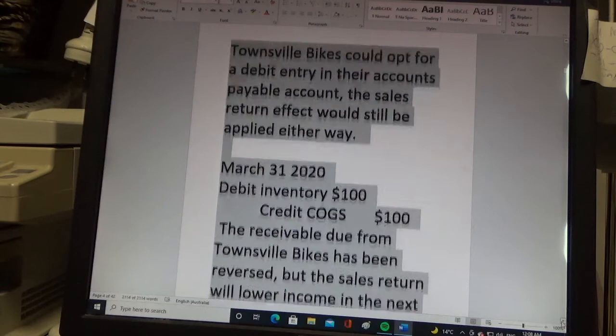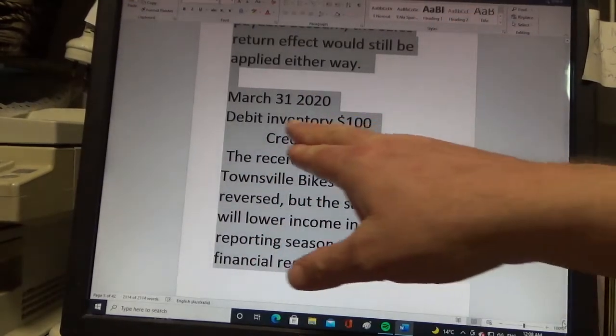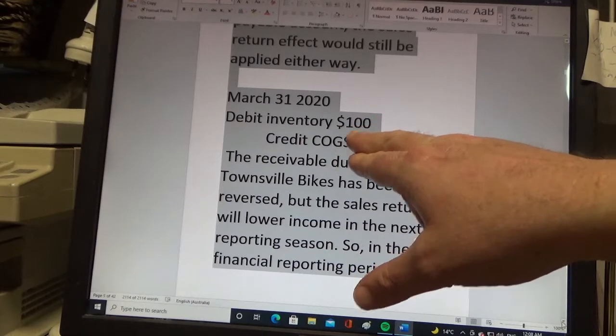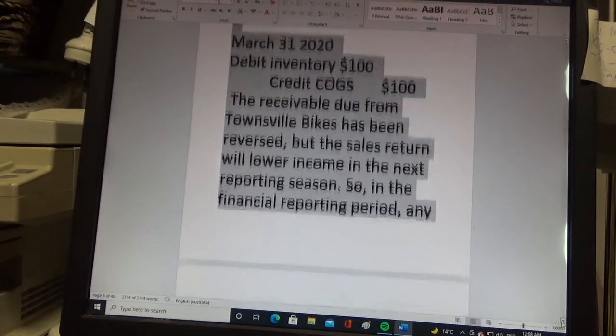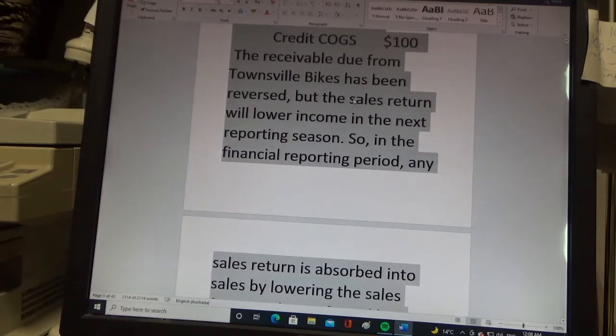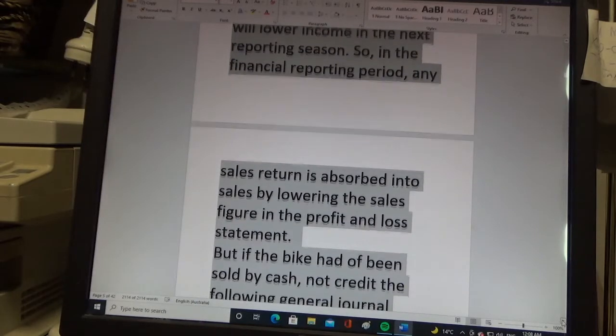So what happens after the sales return? The bike goes back to Gamma Bikes, so they have to increase their inventory by a bike, and you credit COGS. That's the inventory transaction. And also that sales return affects the income statement at the end of the period, in the reporting period. The sales return lowers sales, which is revenue or income, so it has to reduce sales.